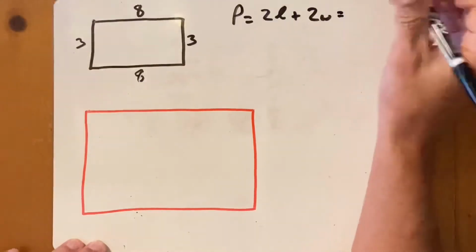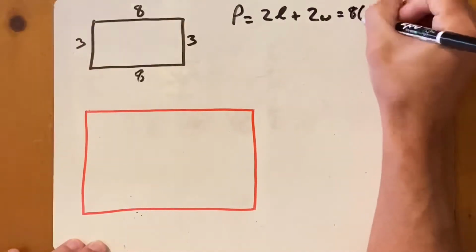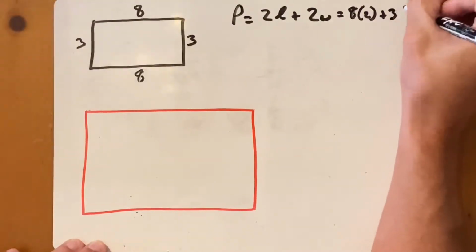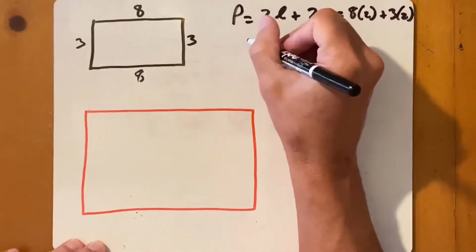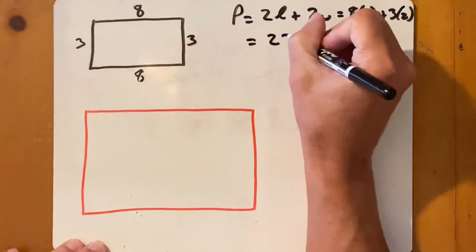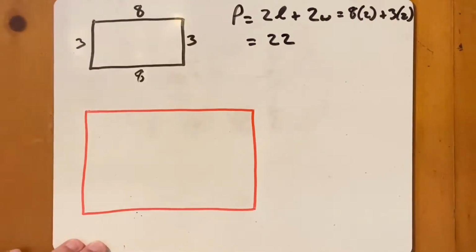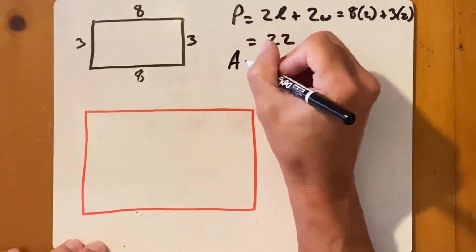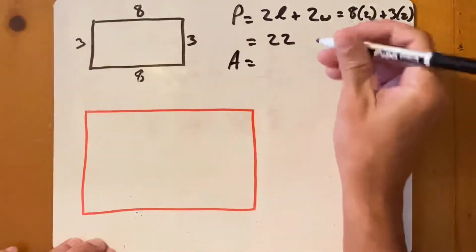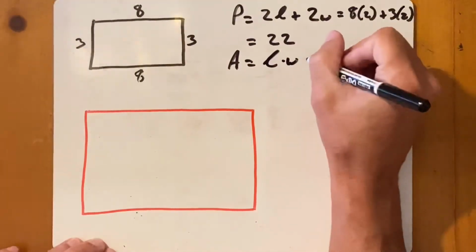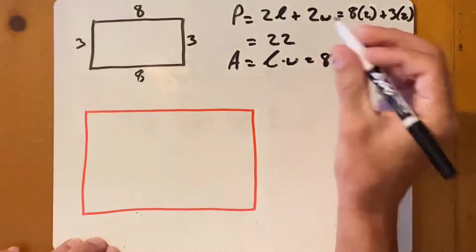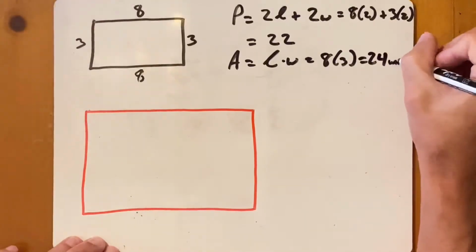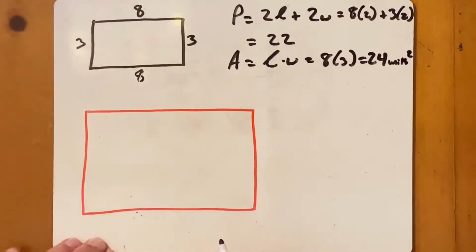That gives us 8 times 2 plus 3 times 2. That's 16 and 6, so we have a total perimeter of 22. So our original perimeter is 22. Then the area is going to be length times width, or 8 times 3, which is 24 square units. So there's the original area.